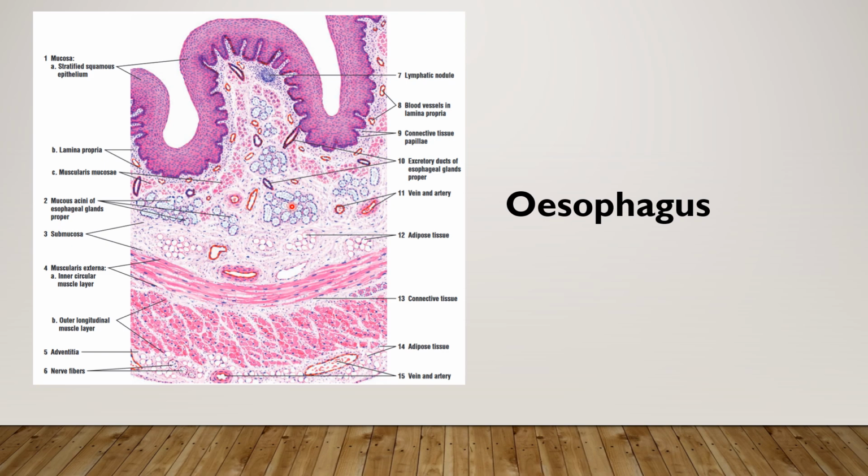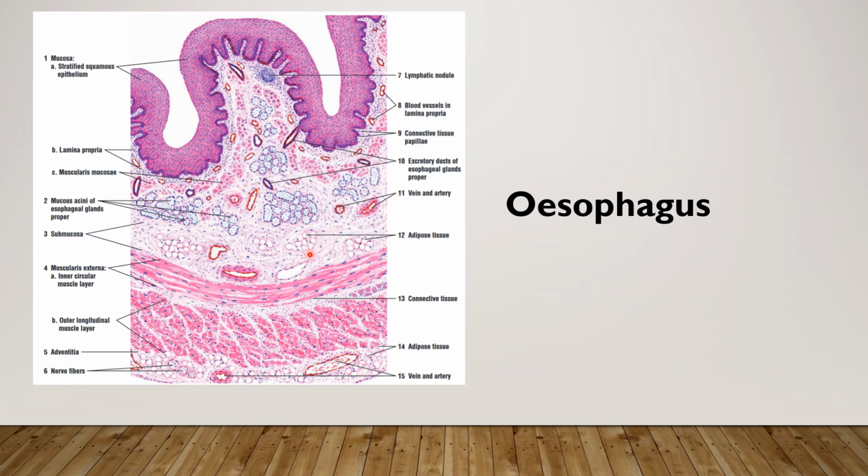One is presence of lumen. Next is presence of all the 4 layers of GIT. Next, lining epithelium, that is your stratified squamous non-keratinized epithelium. Next, presence of mucus acini in the submucosa. So these are all the identification points you should be able to tell.